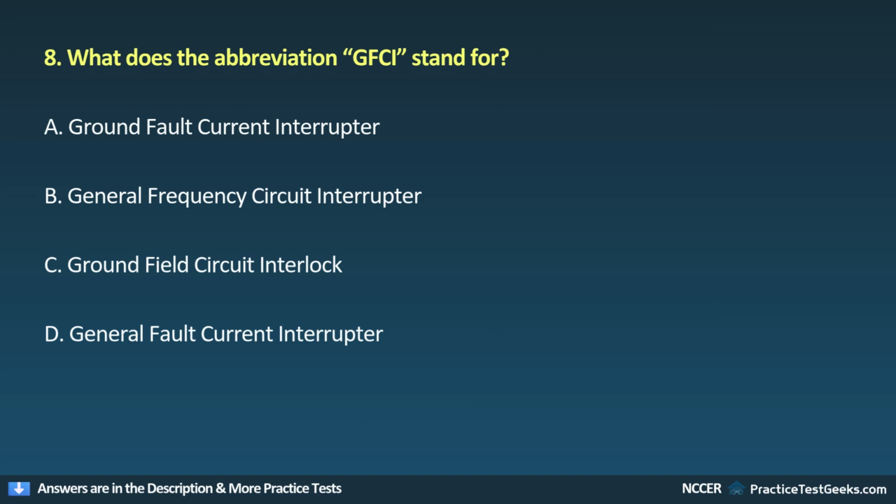8. What does the abbreviation GFCI stand for? A. Ground fault current interrupter. B. General frequency circuit interrupter. C. Ground field circuit interlock. D. General fault current interrupter.